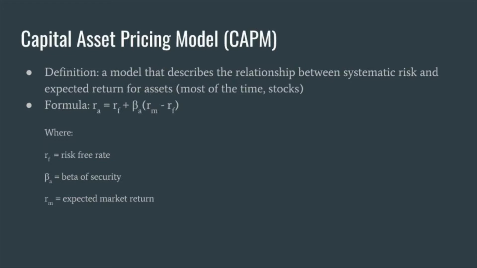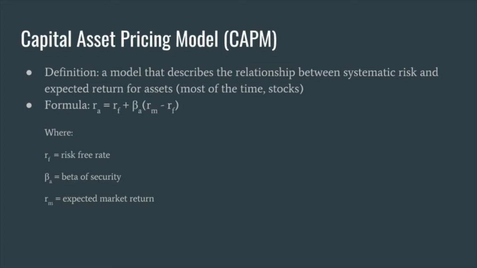The capital asset pricing model is a great tool for investors to use. By definition, it describes the relationship between systematic risk and expected returns for assets. In this case, we will be talking about stocks as assets. It is used widely for the pricing of risky securities. The formula is shown and takes the risk-free rate, beta, and expected market return into consideration.